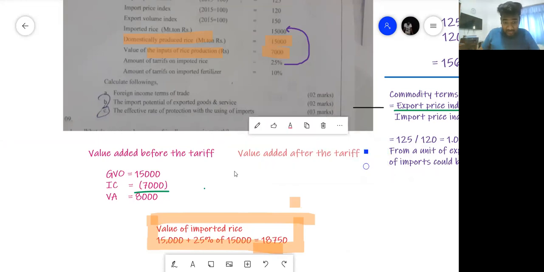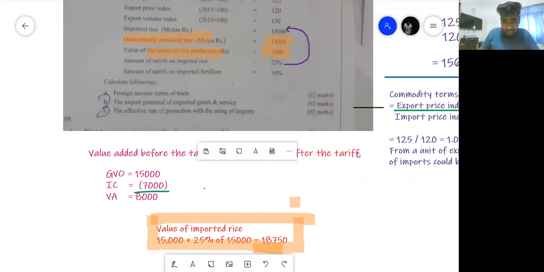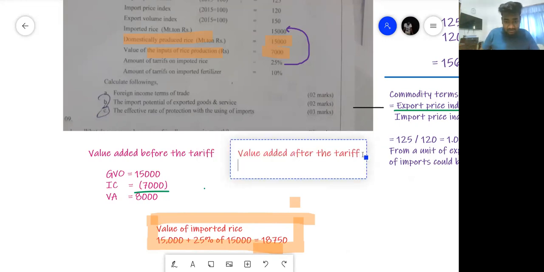Gross value of output, number. How much? GVO. He will also sell at 18,750, right? Because now he can increase his price. So 18,750. He sells at 18,750.